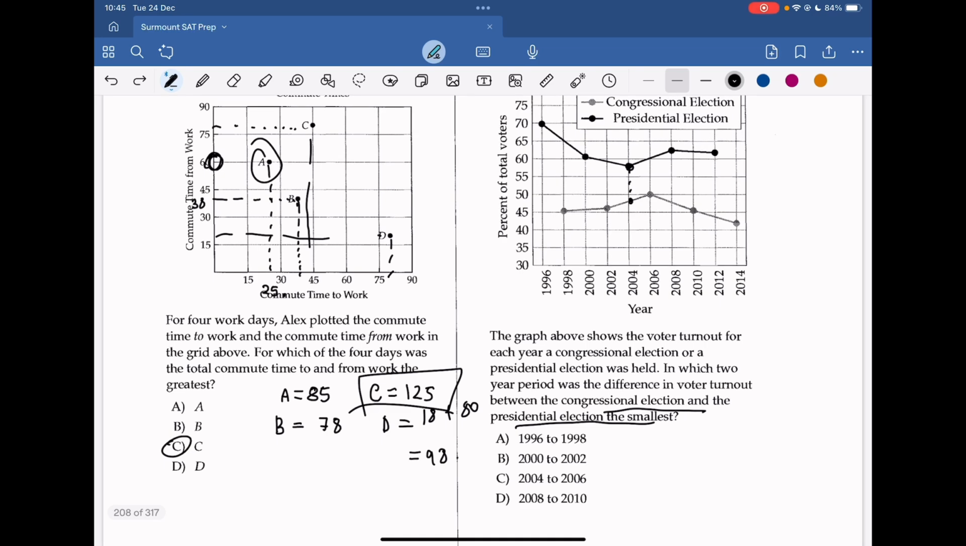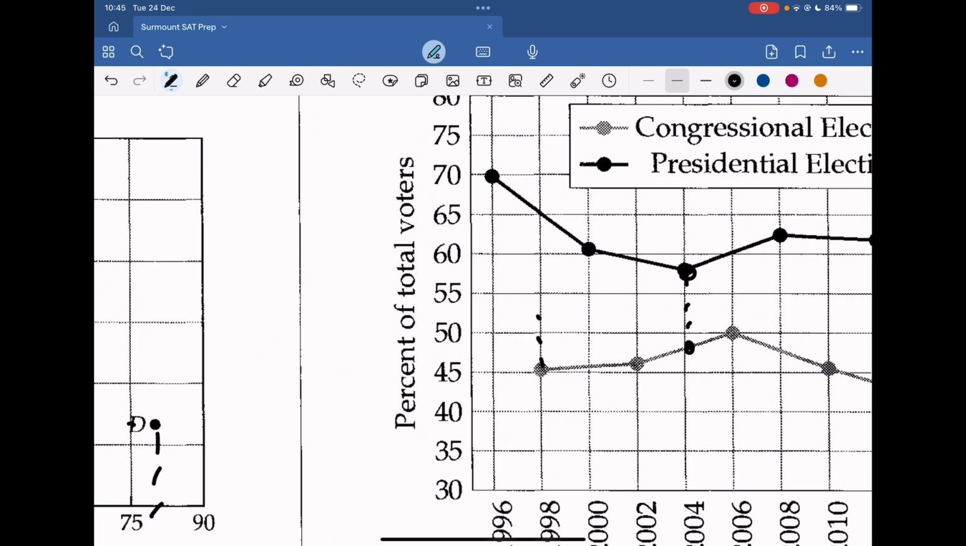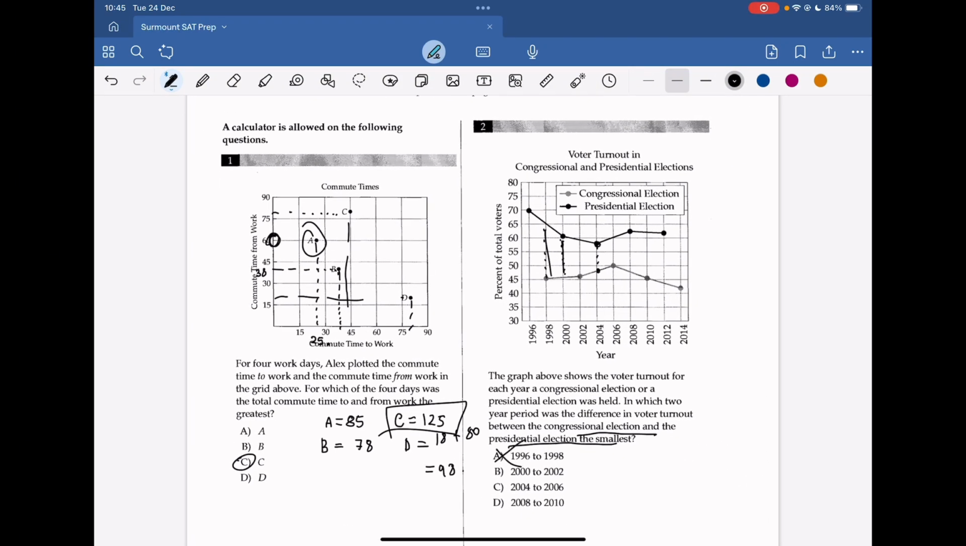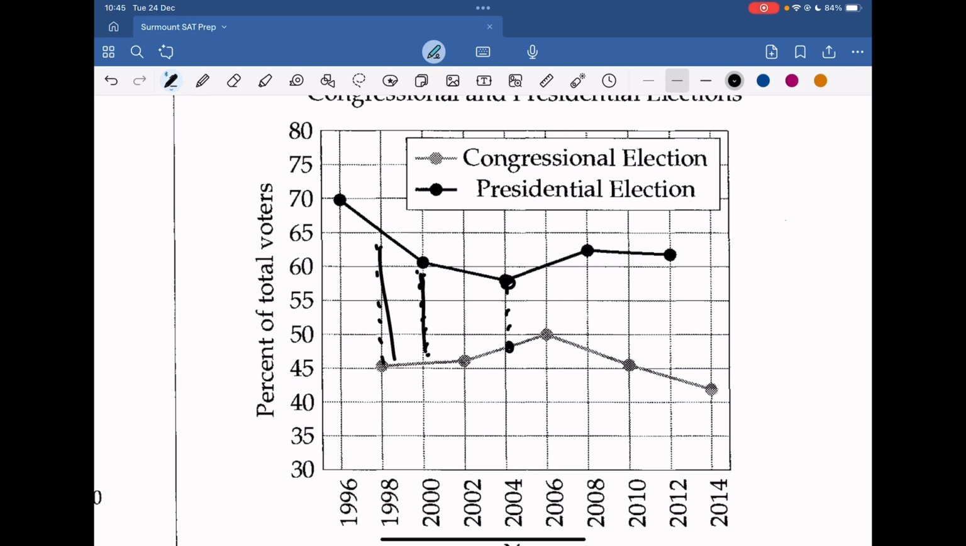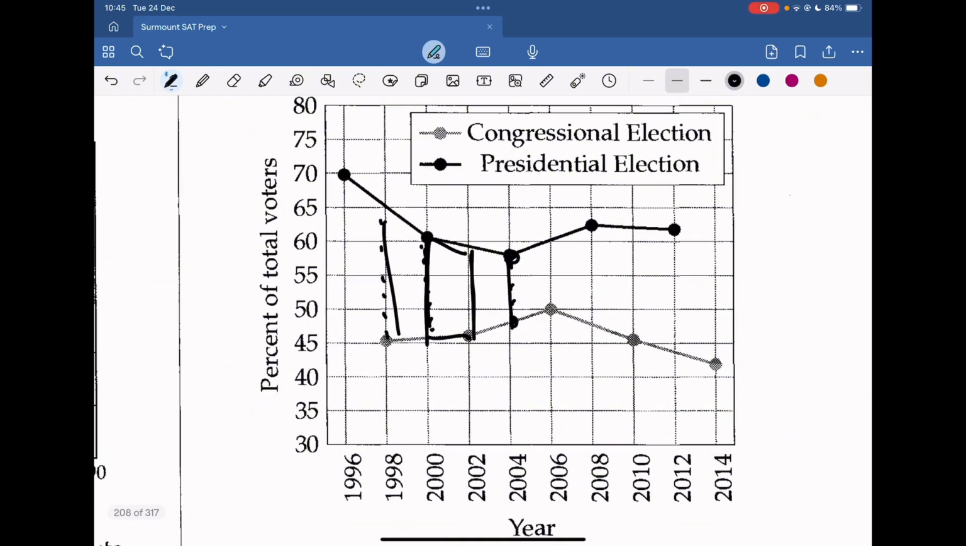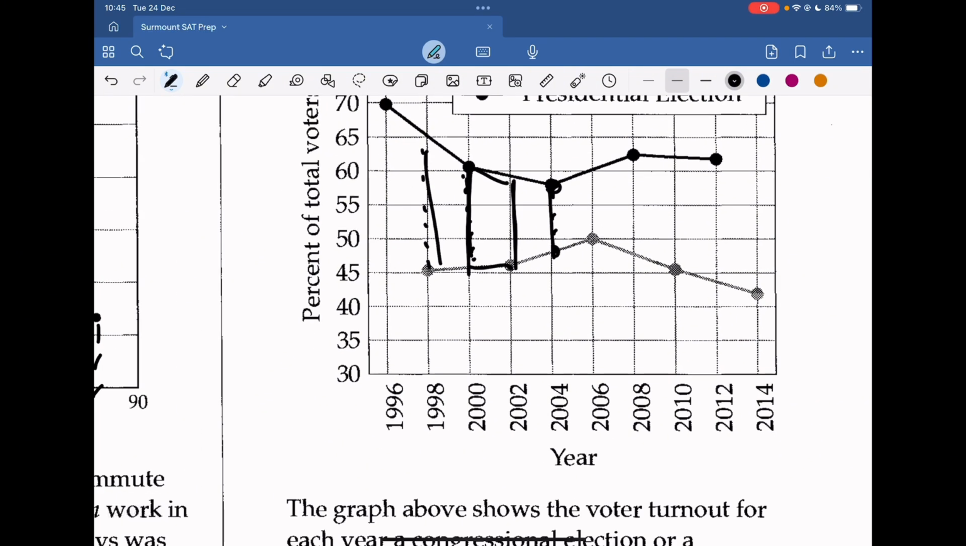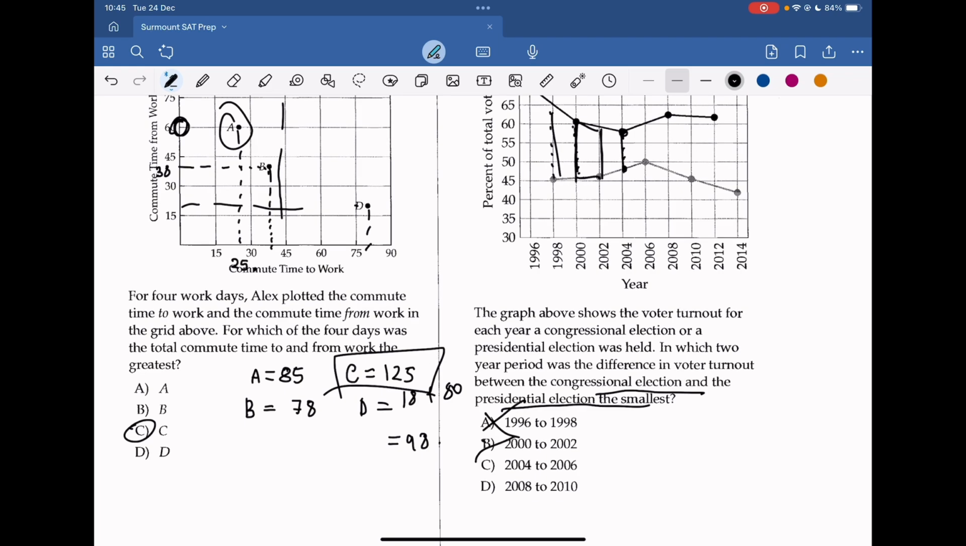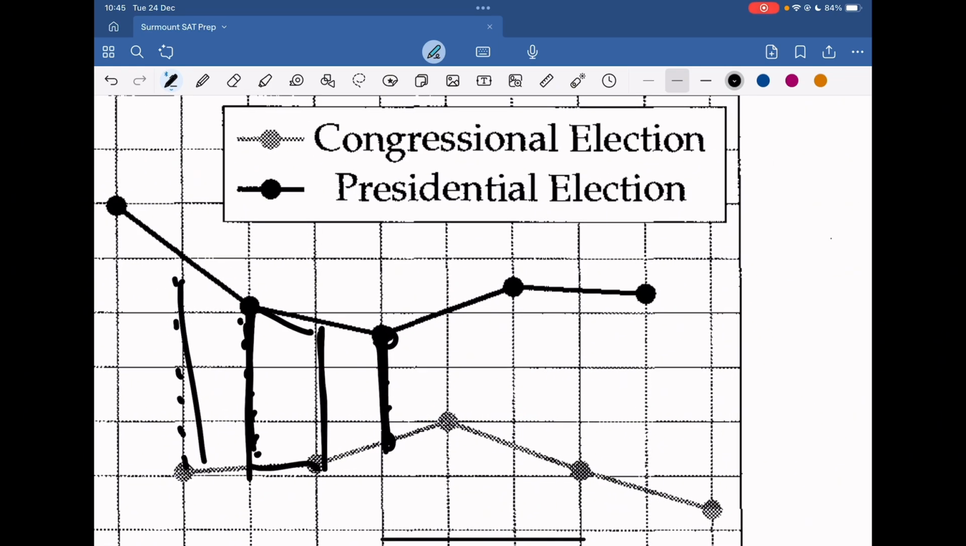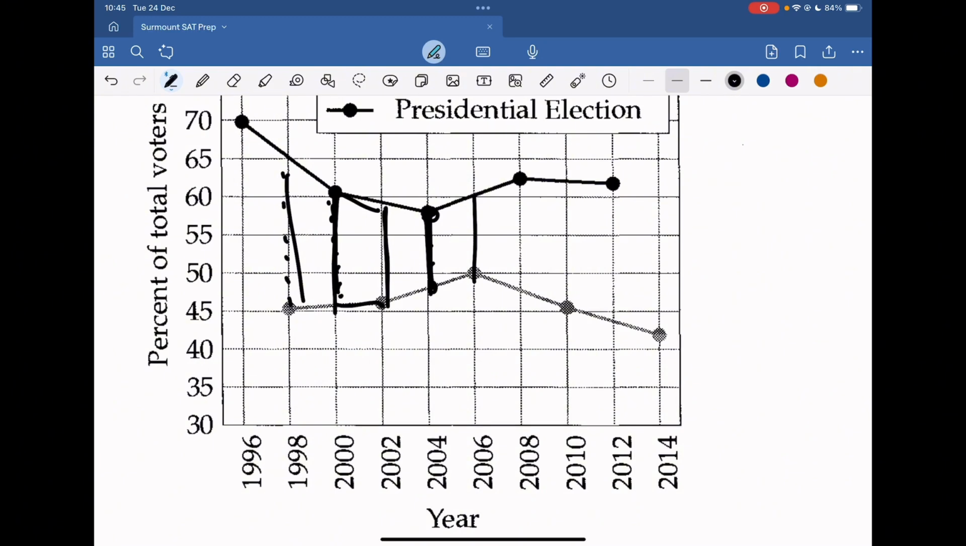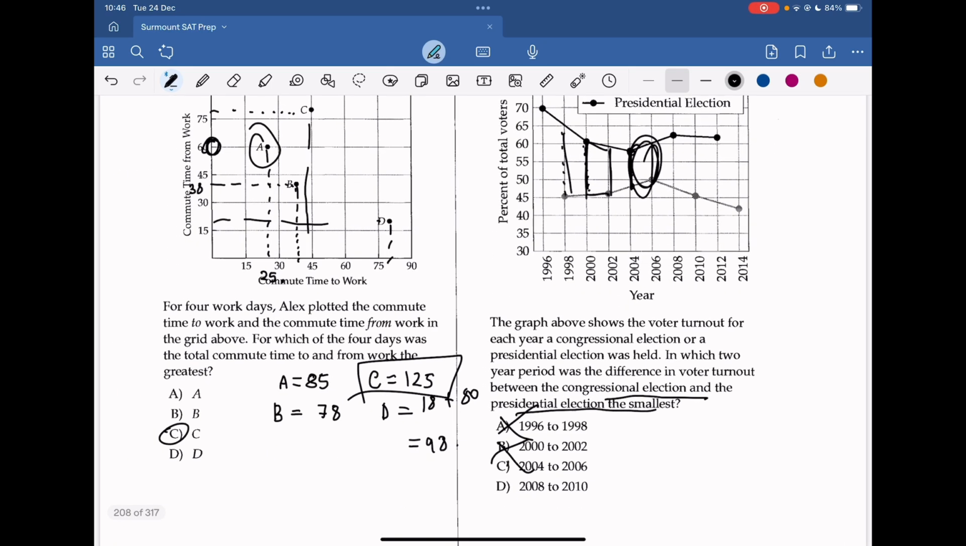If you look at option A, 1996 and 1998, you see how the distance between these 2 points is quite long, so A cannot be the answer. B, 2000 and 2002, seems a bit shorter compared to choice A, but this is still not the correct answer because we want the closest possible. If you look at choice C, we can see how the 2 graphs intersect with very little gap between them. Because this has the smallest gap between the 4 answer choices, the answer is C.